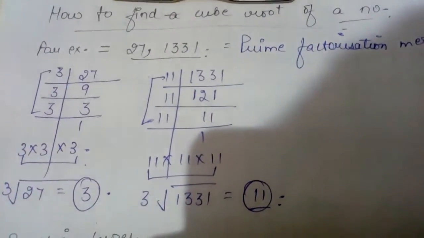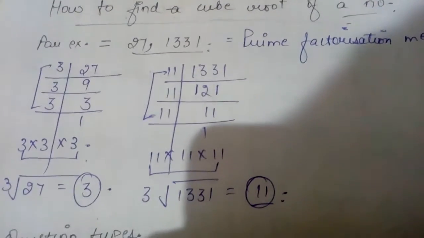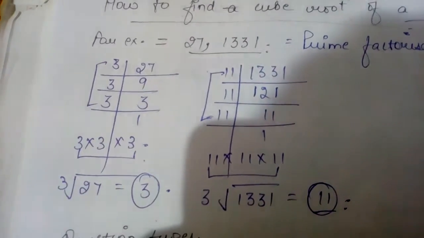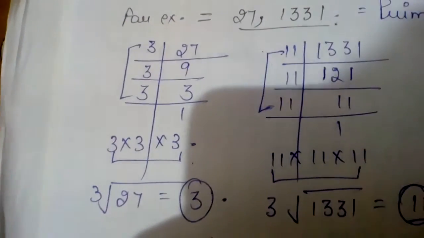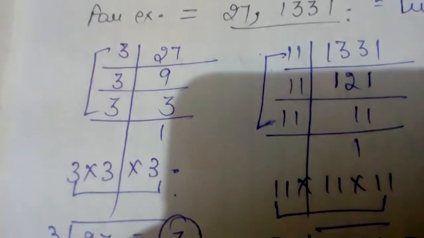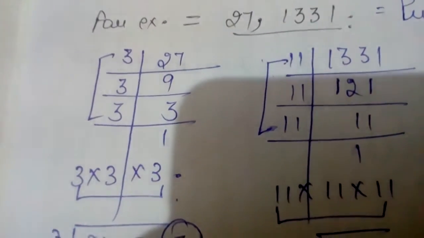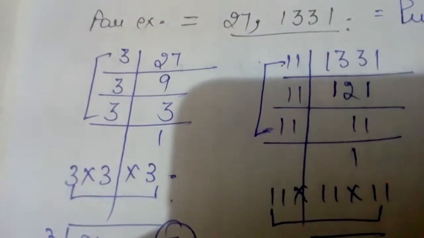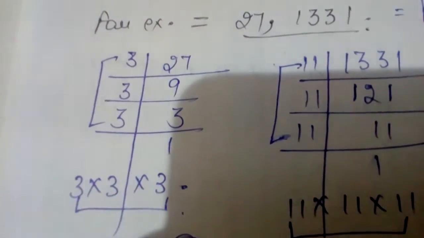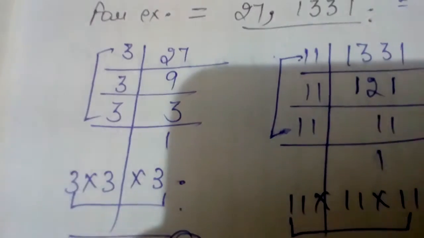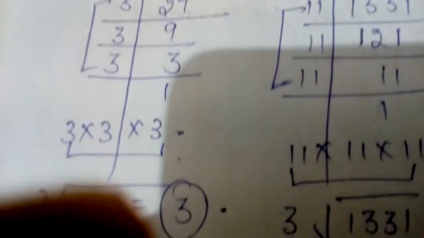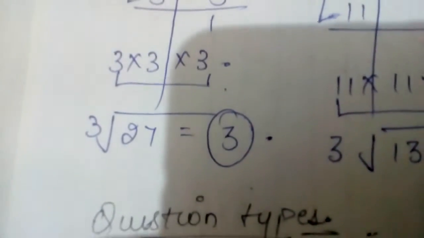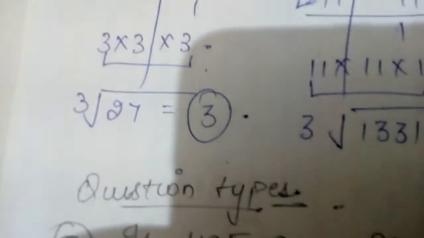Prime factorization I have discussed with you, that it is the LCM. So for example, we take 27 and we have to find the cube root of 27. So what do we do? We take the LCM, and the prime factors of 27 are 3 into 3 into 3. So we form a group of 3 which consists of 3 digits. So the answer is 3, which means the cube root of 27 is 3.